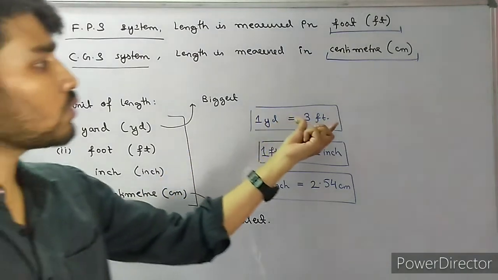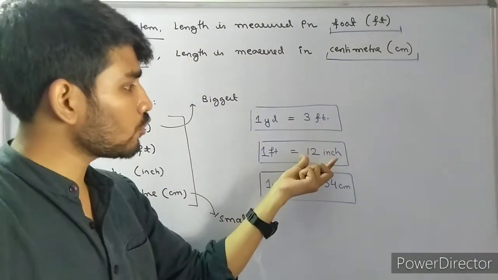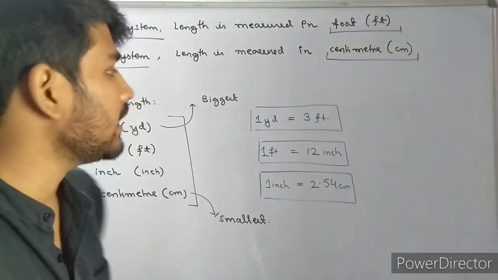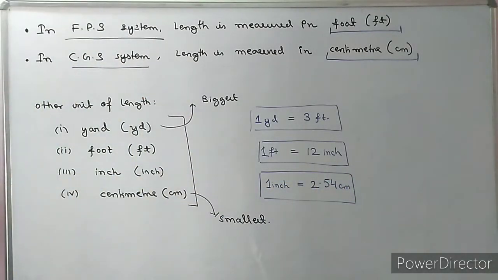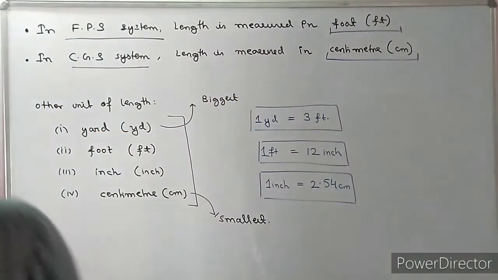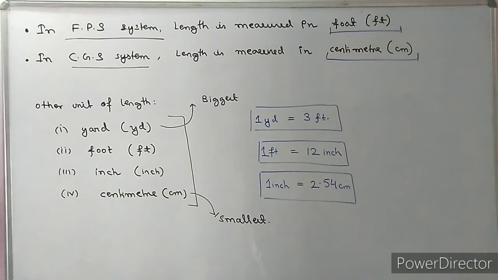1 yard is equal to 3 feet. 1 foot is equal to 12 inch. And 1 inch is equal to 2.54 centimeter among these. So in total, just how much time do we have? I think we are almost done. So I'll just leave it here for the time being.